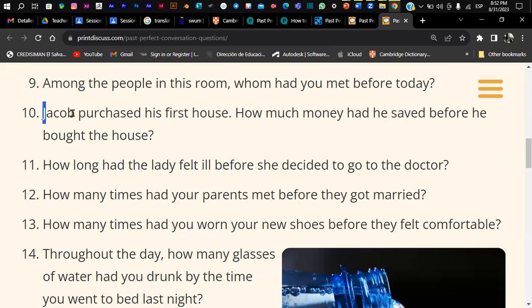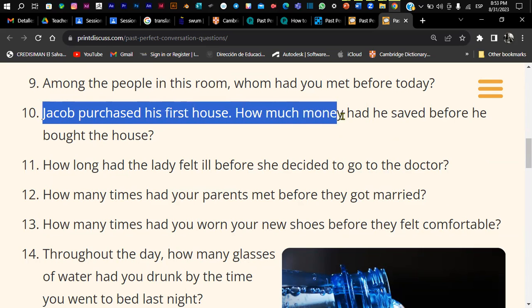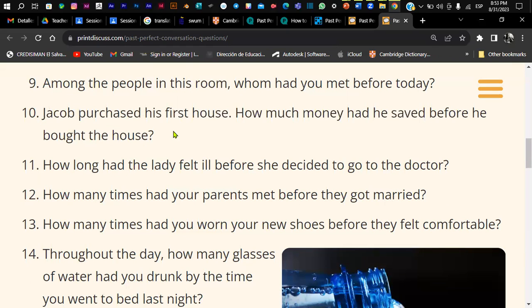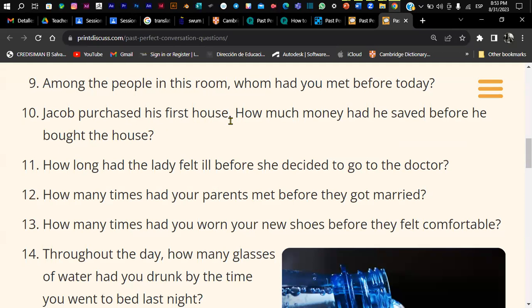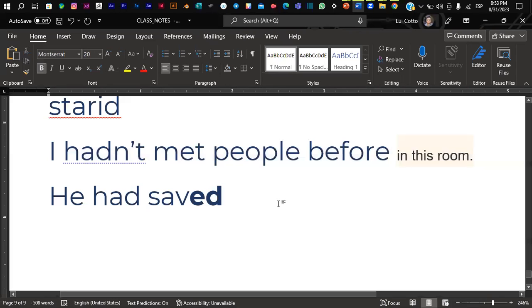Number 10. Can you read it? Jacob purchased his first house. How much money had he saved before he bought the house? We don't have an idea about that. Jacob purchased, with T. Maybe he had saved. Correct. Mention any quantity. But the question says, Jacob purchased his first house. How much money? It's asking the quantity. Mention any quantity. One million. That's a huge amount.